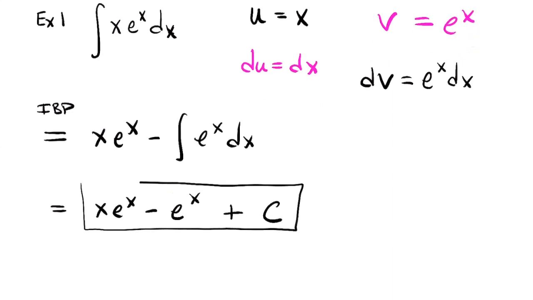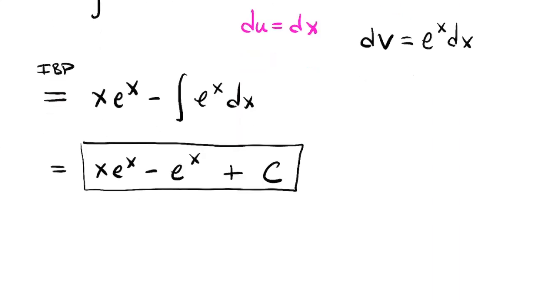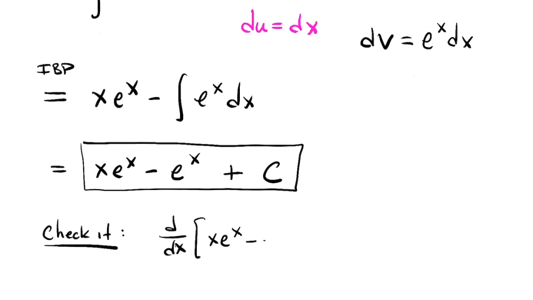Here's an infinite family of functions whose derivative, any member of which, is x times e to the x. That's the general antiderivative. I'm not going to make this video long and check it, but you can stop the video and check. Maybe this is a good way for you to review the product rule. Maybe it's been a while.